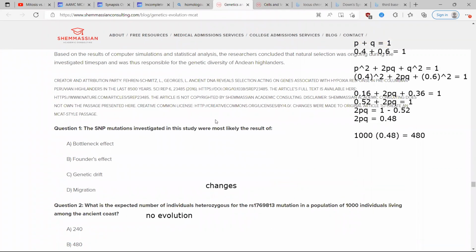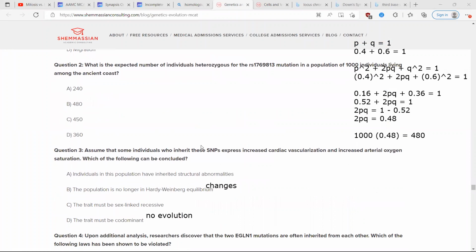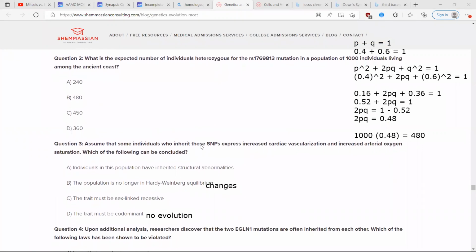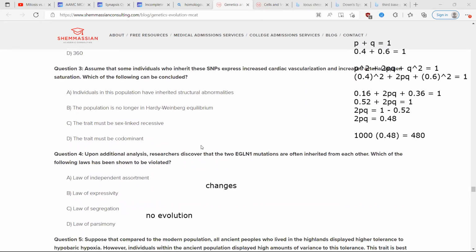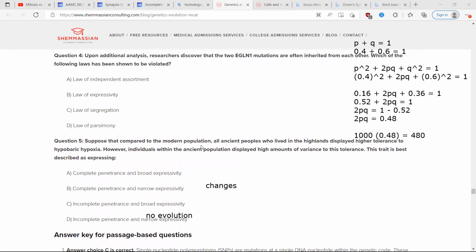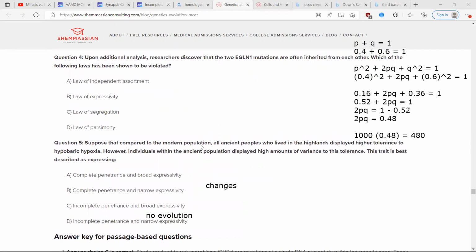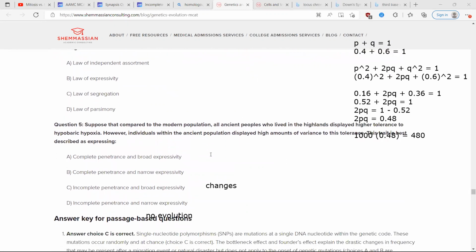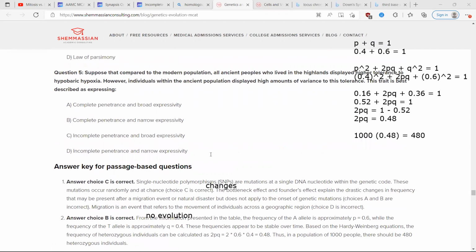I think we said, for question 1, C, then we said B, then we couldn't decide for 3. 3 was either A or B. Then we said A, then we said complete penetrance and broad expressivity, A. So let's see. Okay, so answer choice C is correct.